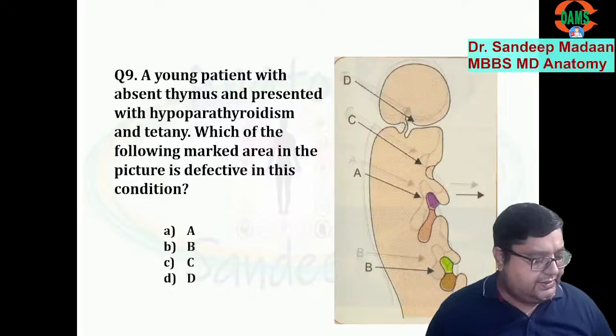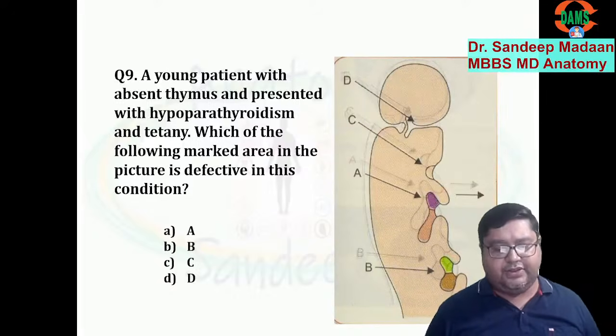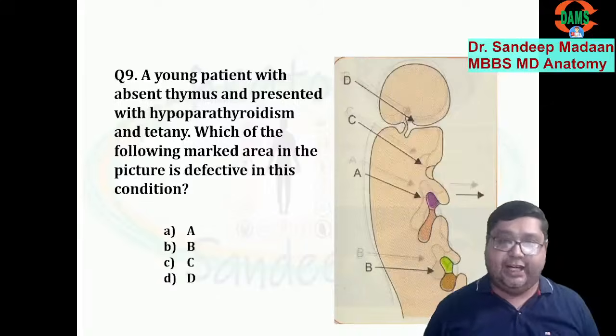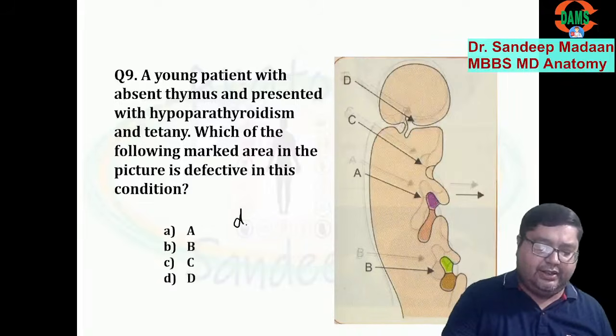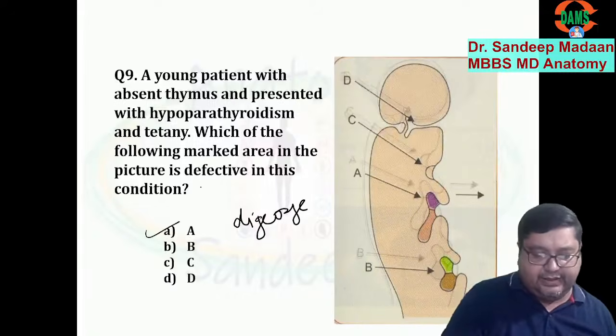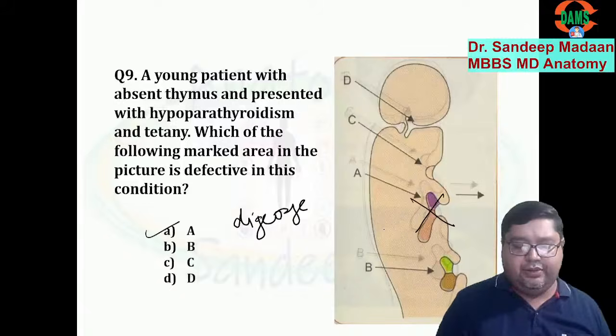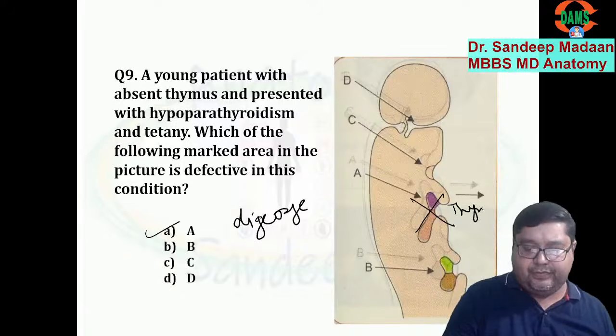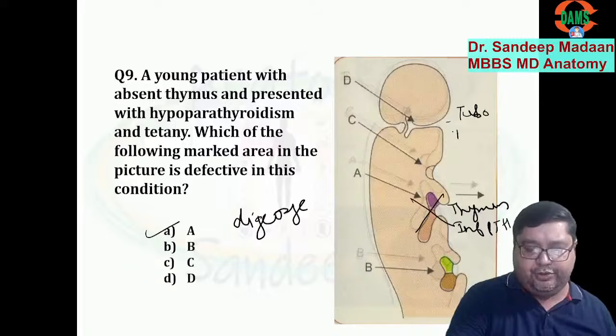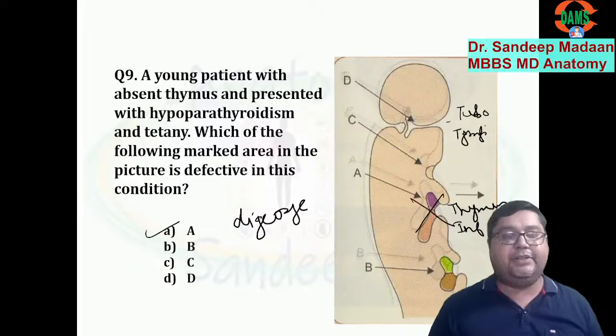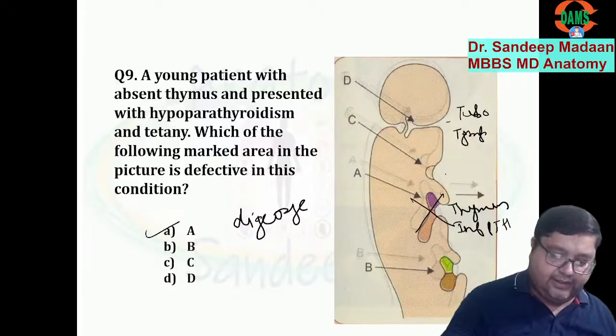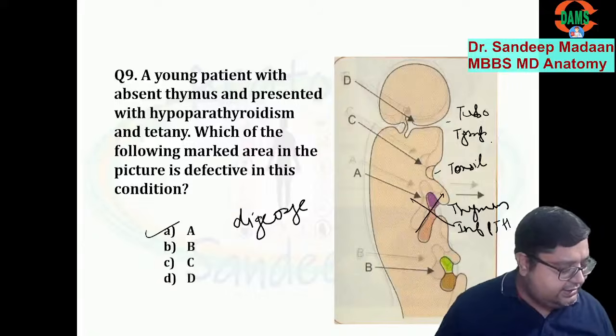Next question. What will be the answer and what is the given condition? So this is a straightforward question. Absent thymus and hypoparathyroidism. We are dealing with DiGeorge syndrome. And A is the answer here because A is the third pharyngeal pouch which deals with the thymus, along with the inferior parathyroid. Whereas here we have the tubotympanic. Tubo means auditory tube. Tympanic means tympanic cavity, middle ear. And here we have what? Tonsil, the tonsillar fossa and the tonsil as a whole. Is that all okay?